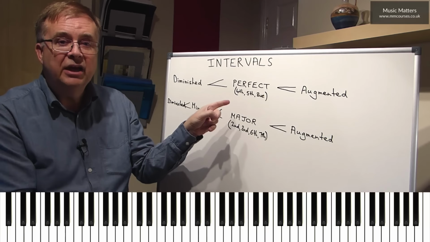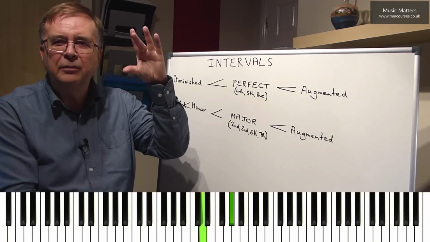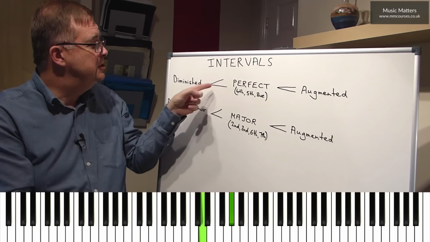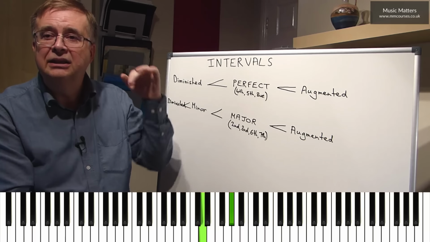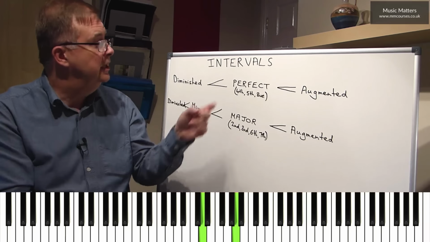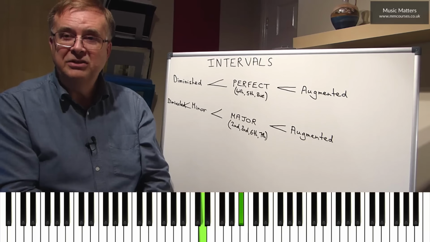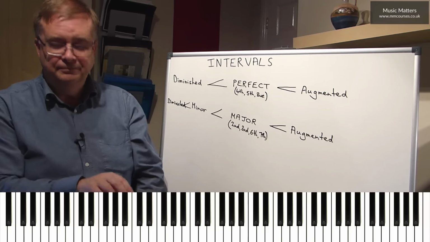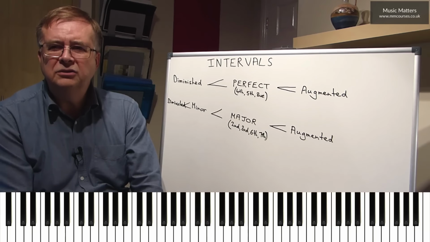However, if it was D to A flat, those two notes have got one step closer together. So it's a smaller interval, it's a diminished 5th. So D to A flat is a diminished 5th. In the same way that if D to A is a perfect 5th, D to A sharp must be an augmented 5th.